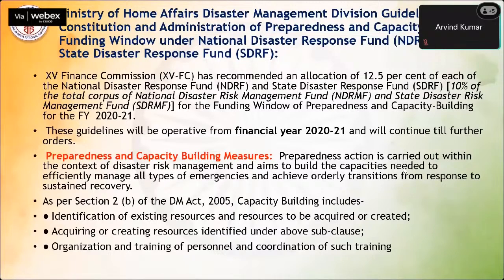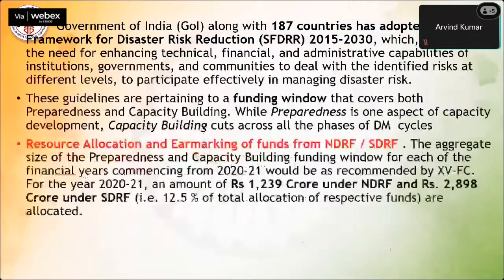And MHA gives a guideline on this, which is quite elaborate, and it is given section by section. You please have a look. There is not much to discuss in this. I will move on. Resource allocation: the Government of India is part of the Sendai Framework, where 187 countries have adopted a commitment for disaster risk reduction. This risk reduction involves upgradation, funding, and resources. These guidelines pertain to the funding window. So these are all part of the Sendai Framework, which we have touched upon earlier.